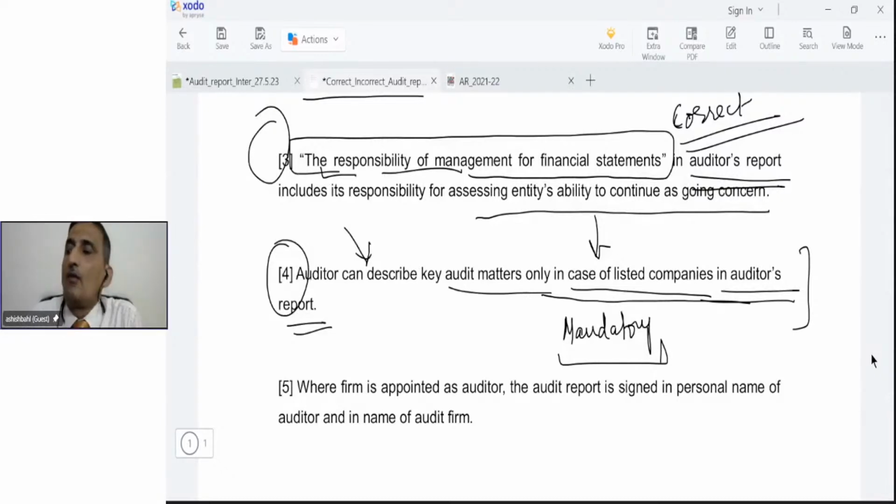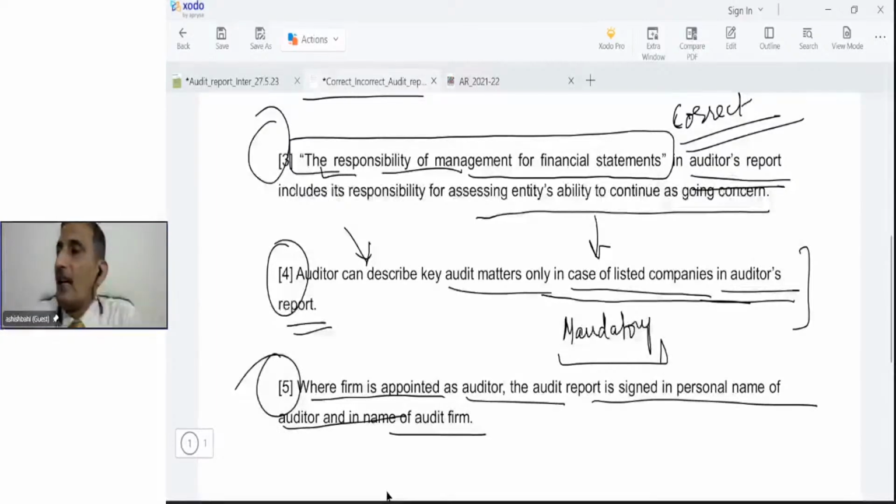Okay. Now we come to number 5. Where a firm is appointed as auditor, the audit report is signed in personal name of auditor and in name of audit firm. Whether it is correct or incorrect. Yes, this is correct. Now Swati, Himanshu, you all of you are saying it is correct. Naveen, Navinathan, Darshan, C. This is correct.